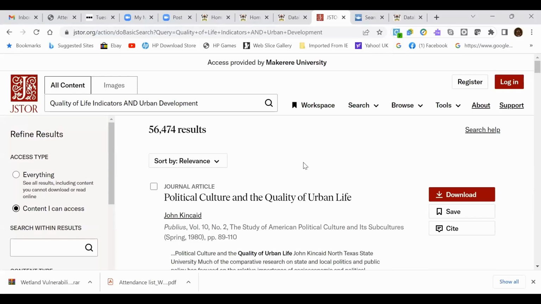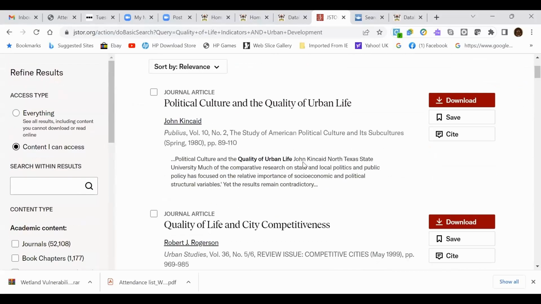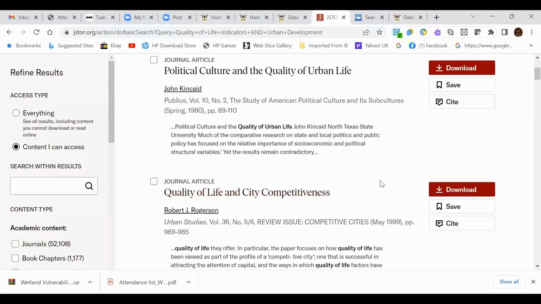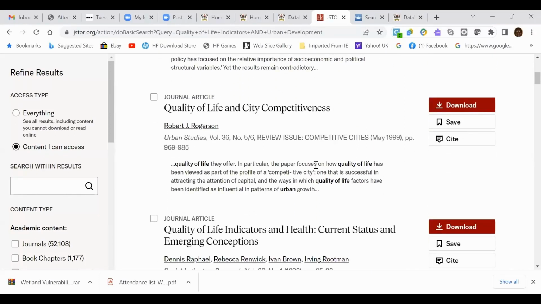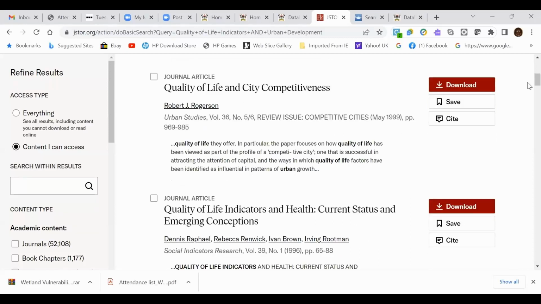So we can see political culture and the quality of urban life, close to what you want, quality of life and city competitiveness. So now we have directed our search to an area of interest. And so for you, Charles, this is where you'd want to begin. What are people saying? What are people researching about in my area of interest? For a PhD student, you have a whole year to go through this and see how you can carve out your area of research. For master's students, your turnaround is much shorter.